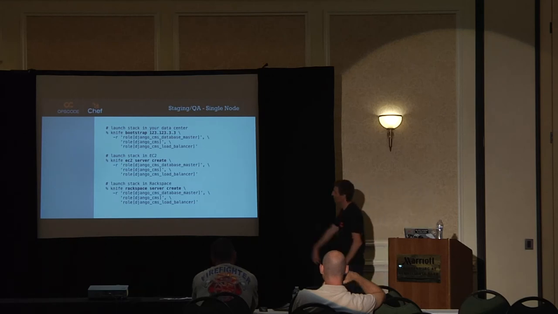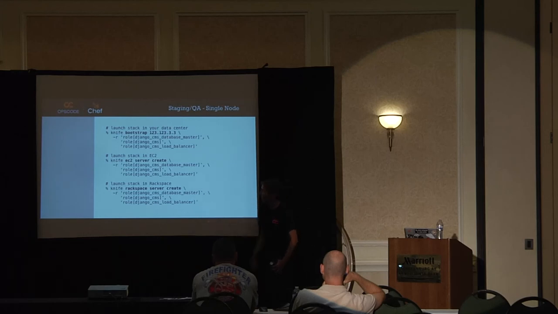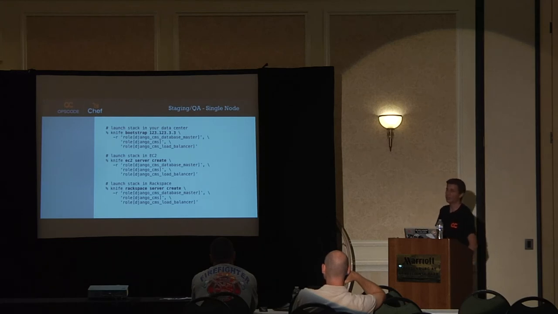And then to do it with Rackspace, it's just a matter of switching out, you know, knife rackspace server create. So we didn't actually have to change any of the code that we wrote for Chef or any of that configuration code. It's all the same code. It's just that we've chosen to provision things in three different ways. So you can see that it makes it very portable across cloud providers, or even across your data center out to a cloud.